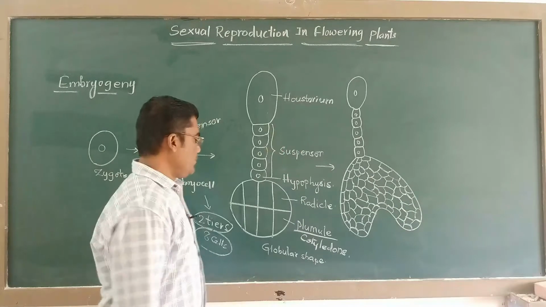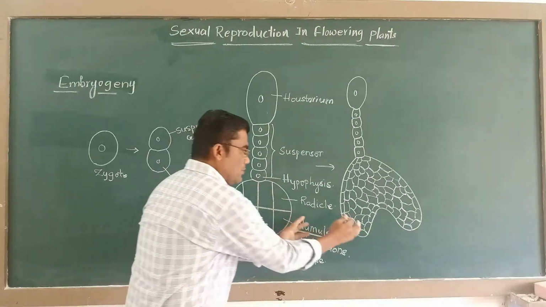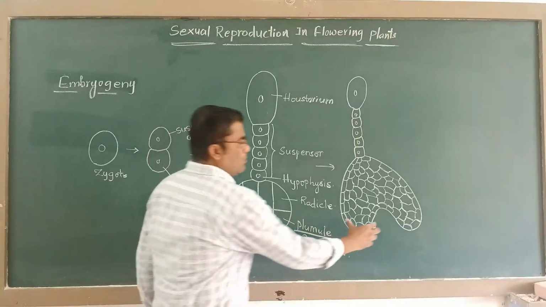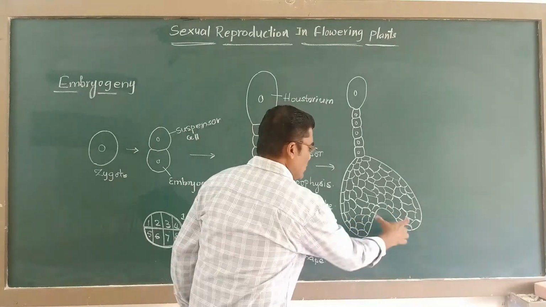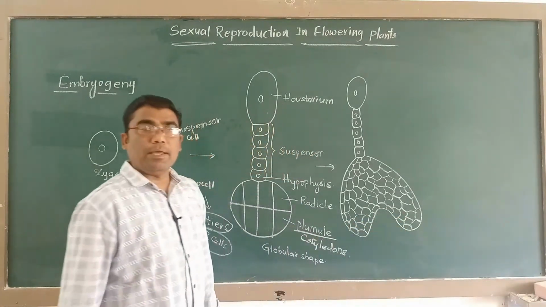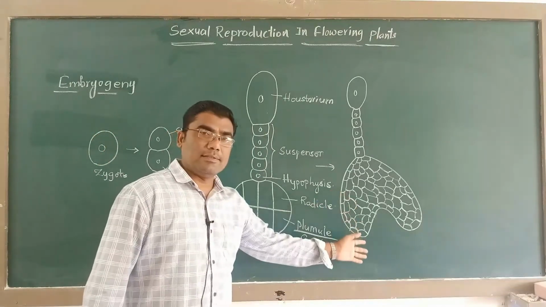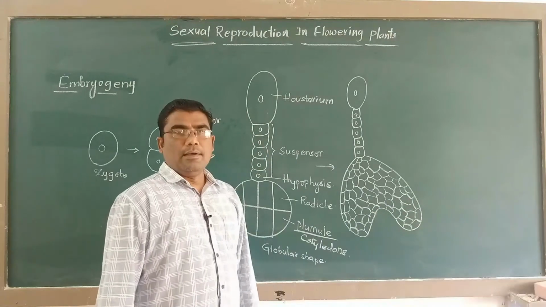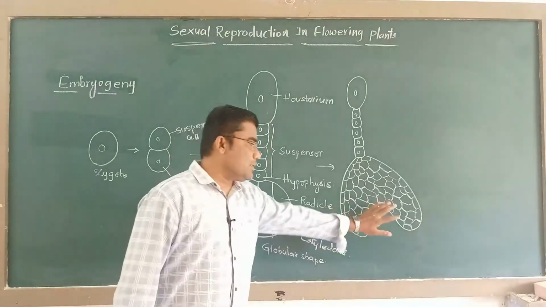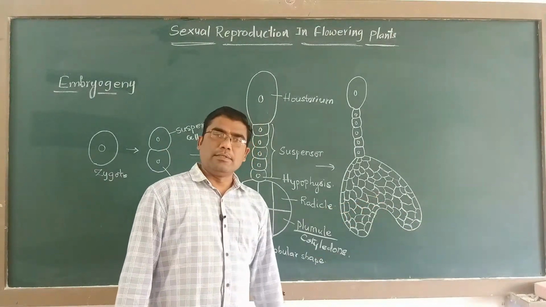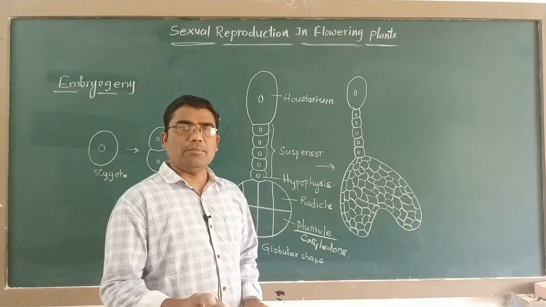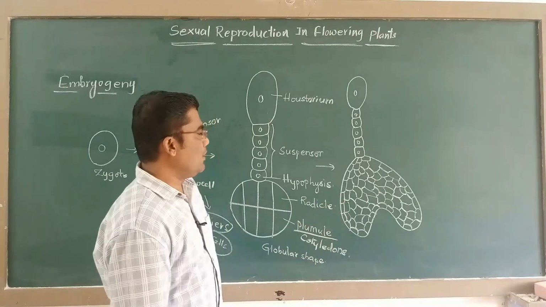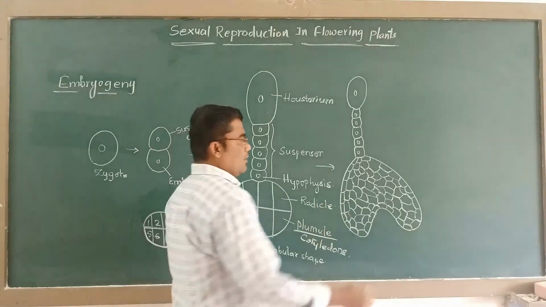Why is the globular shaped structure developed into the heart shaped structure? Here you are observing two projections. These two projections develop into the cotyledons. Actually, these are the projections of cotyledons. In a dicot embryo, we observe two cotyledons. If it is a monocot, we observe a single cotyledon. So here, this is the heart shaped embryo. Now next, what happens?